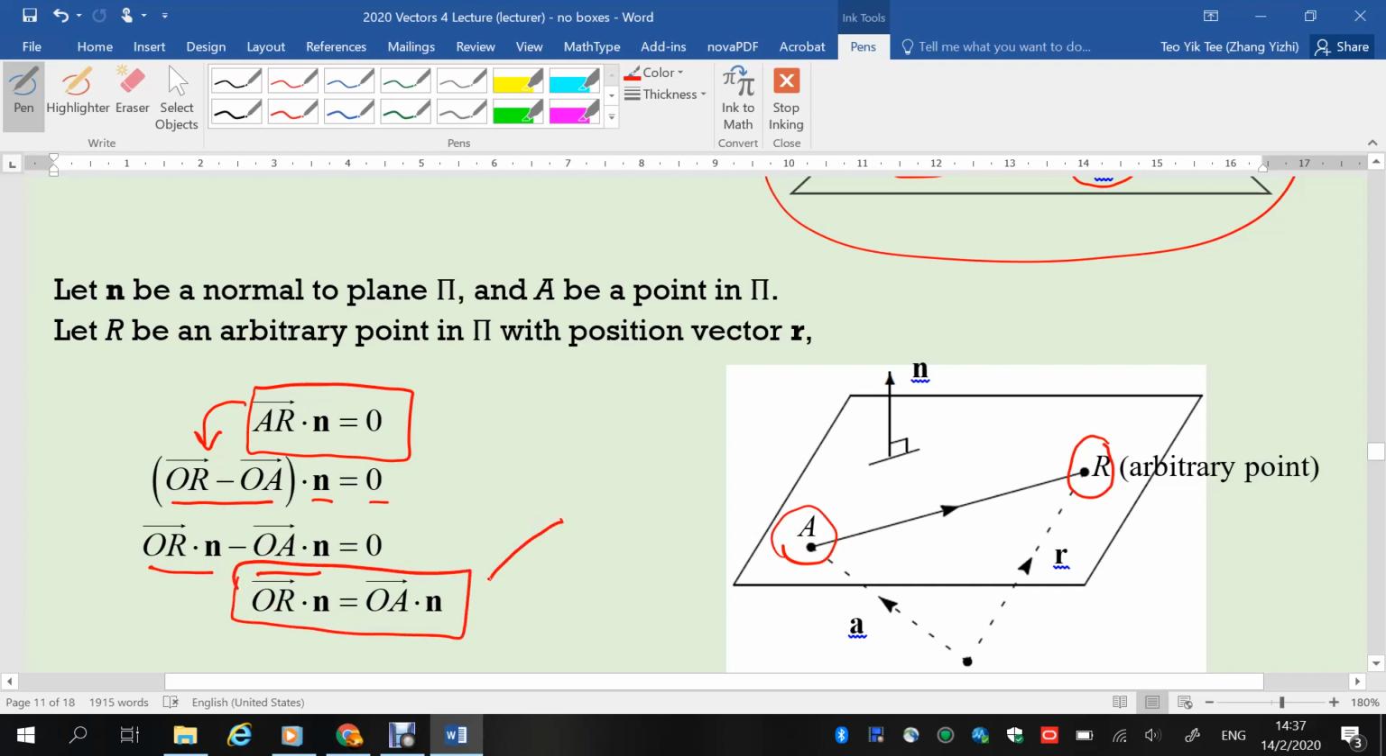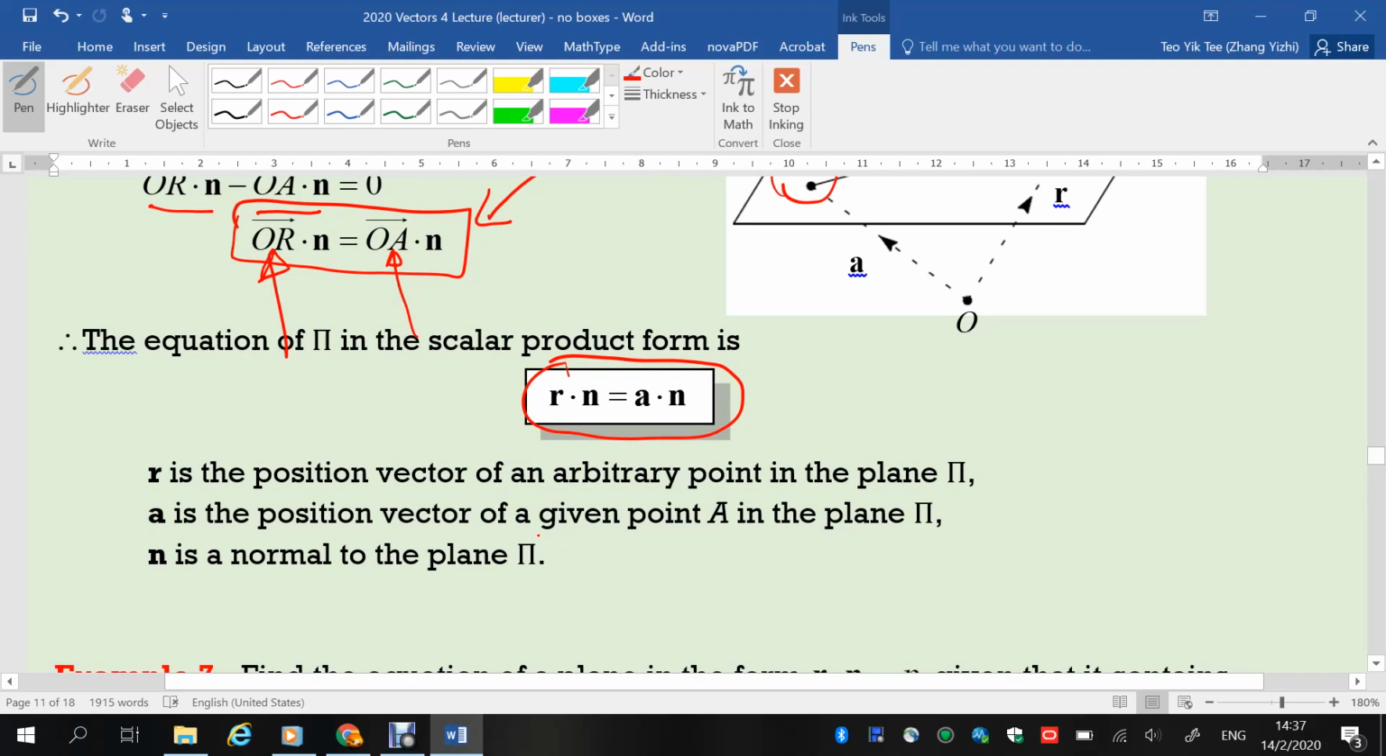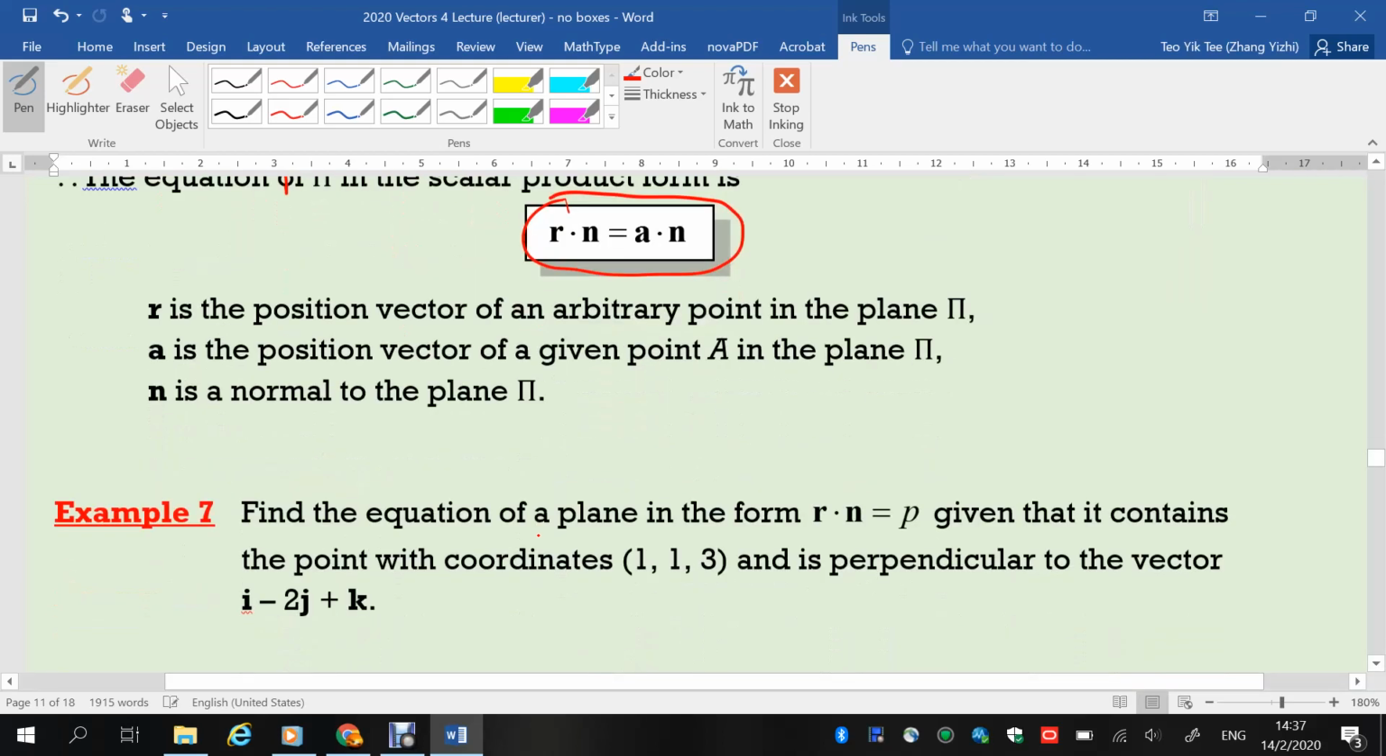So this is going to be true, and it's going to be true for any 2 points that I can actually find on the plane. So generically, if I can find 1 point, and I say that there's a generic or arbitrary point R on the plane, I can write down the form of the plane as R dot n equals to A dot n. So this is how we come about the scalar product form, or the R dot n equals to A dot n form of your equation of the plane.